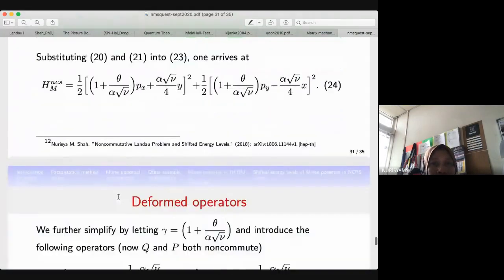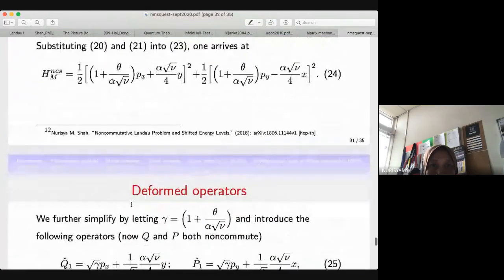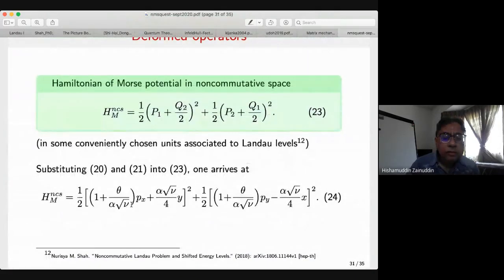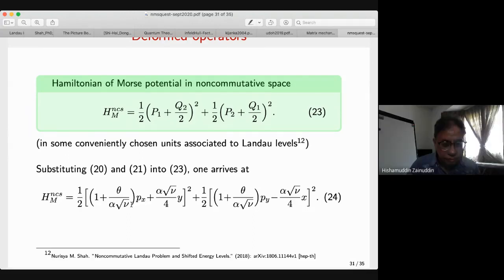All right. You can deform further. Equation 24. The combination is px and y and py and x.